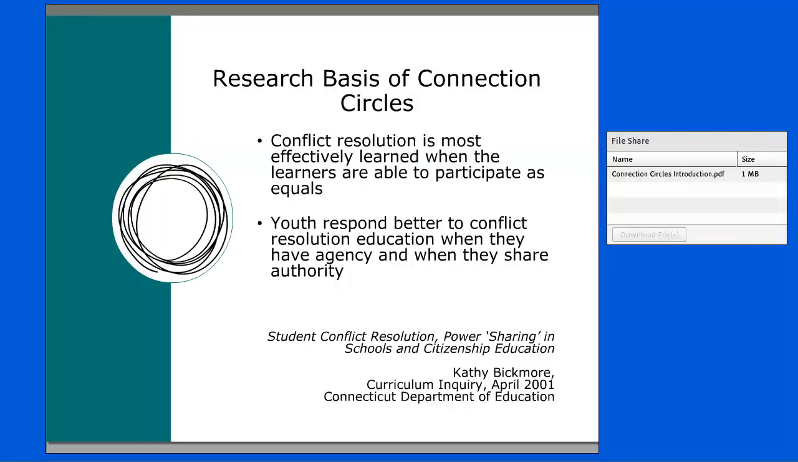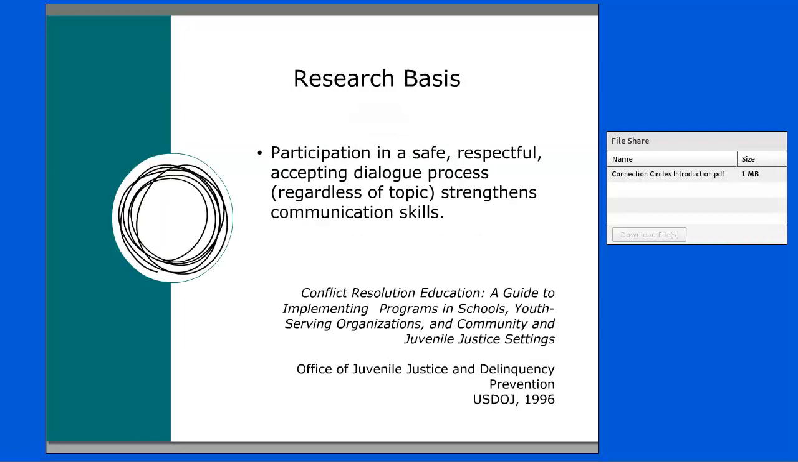So connection circles are based on research that identifies key ways that youth gain communication and conflict resolution skills. It's been found that conflict resolution is most effectively learned when the learners are able to participate as equals. Youth also respond better to conflict resolution education when they have agency and when they share authority. Participation in a safe, respectful, accepting process, such as a dialogue process, regardless of the topic being discussed, strengthens communication skills.